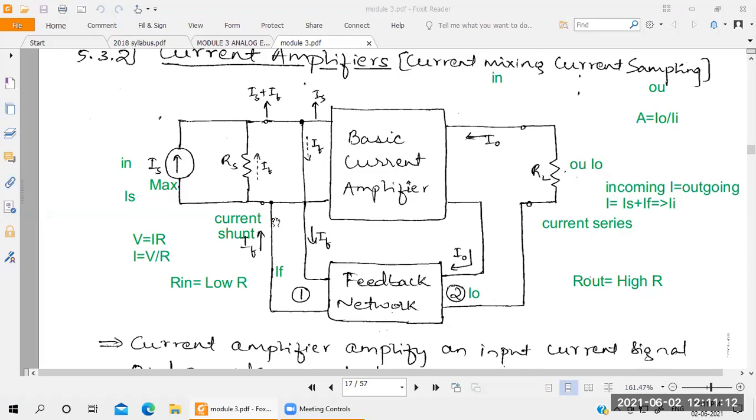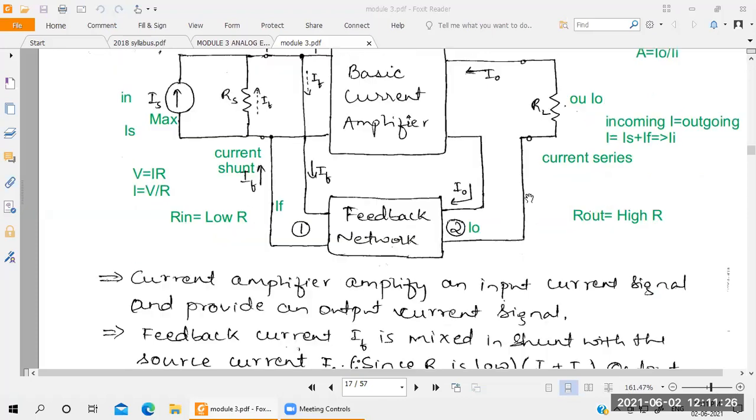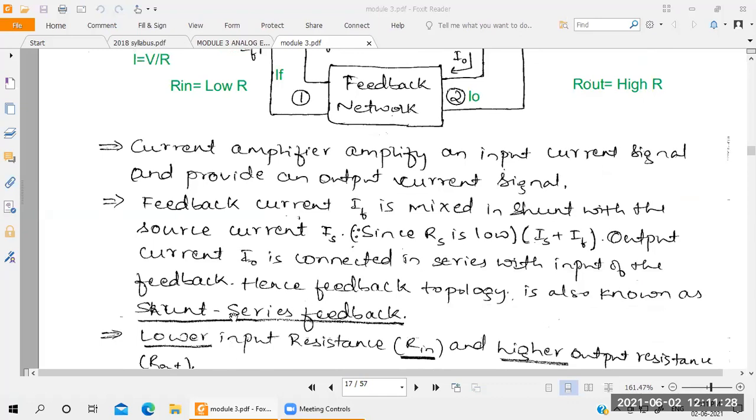Understood? See here, they have connected two lines, right? Two lines means it's a parallel connection. When there is no line, it's a series connection. Remember this one. The input is connected in shunt and the output is connected in series. That's why I call it shunt series feedback. What is the name of the feedback here? Shunt series feedback. So the input is connected in shunt form and the output is connected in series.